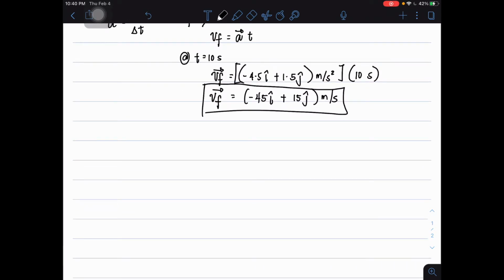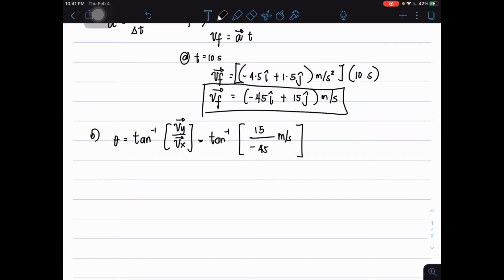Next, for the direction, we're going to be using theta equals arctangent of Vy over Vx. So we have arctangent of 15 over negative 45 meters per second over meters per second, so that will be cancelled out, and our angle would be negative 18.4 degrees.